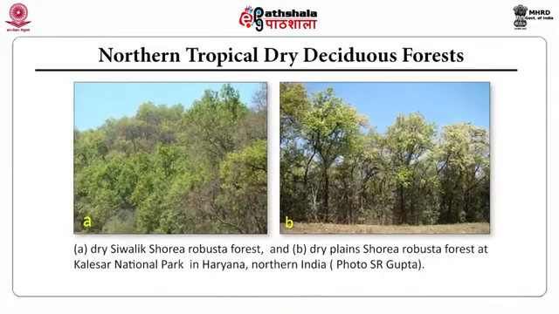In this slide, we see the dry deciduous forests in the Kalesar Reserve Forest in Haryana. The forests are dry Shivalik Shorea robusta and dry plain Shorea robusta forest. These forests also have the northern dry mixed deciduous forest and the dry riverine forest. So, this picture is the northern tropical dry deciduous forest in Kalesar National Park, the Shivalik Shorea robusta forest and the dry plain Shorea robusta forest.